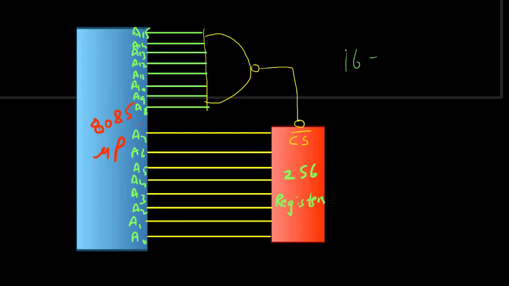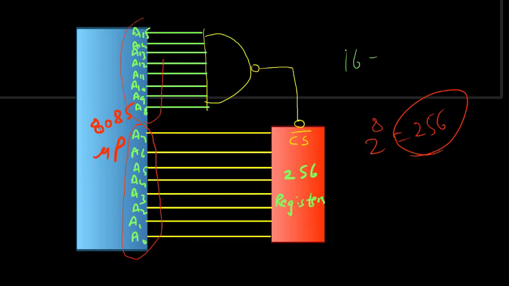We connect the first 8, A0 to A7. There are 8 address lines, so 2 raised to 8 can identify the 256 registers. And now because there are 16 lines, we are left with 8 more lines from A8 to A15.